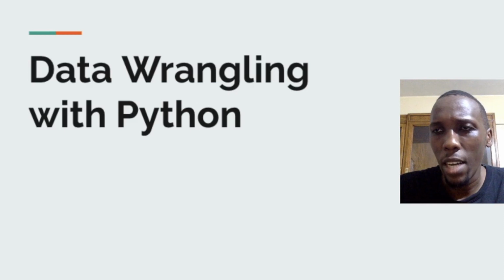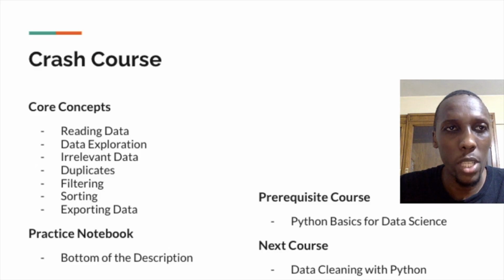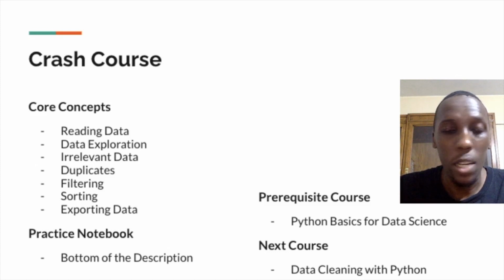This is a course that comes after the crash course on Python basics for data science. And in this particular crash course, we are going to be covering various concepts with regards to data wrangling. We are going to be covering how to read data, how to perform data exploration, how to handle irrelevant data, how to handle duplicates, how to perform filtering and sorting, and also how to export data.